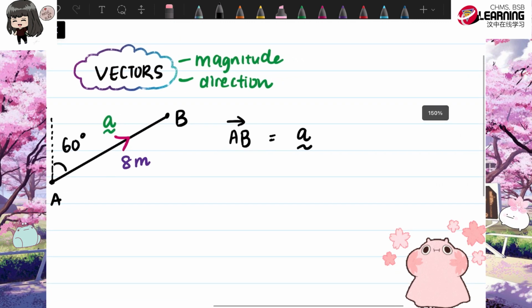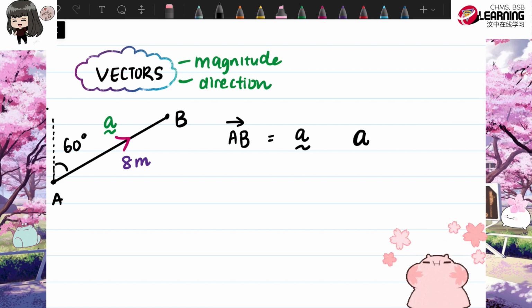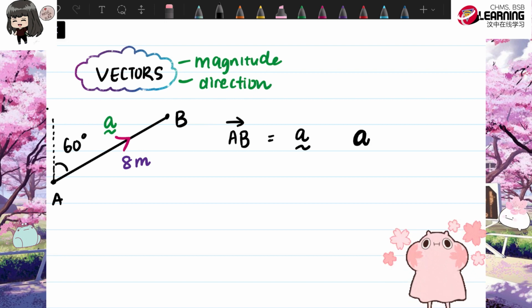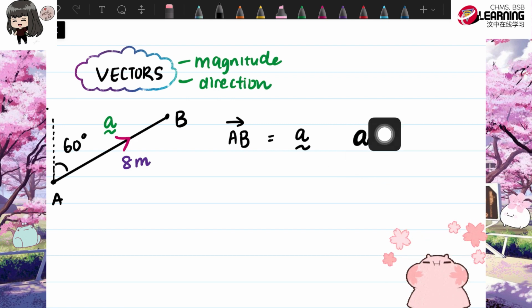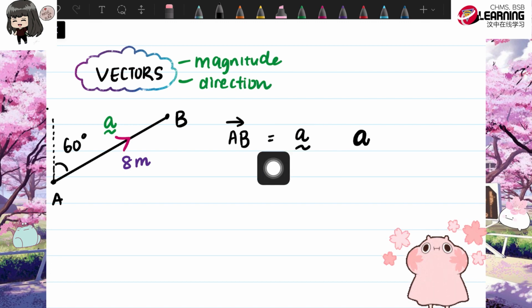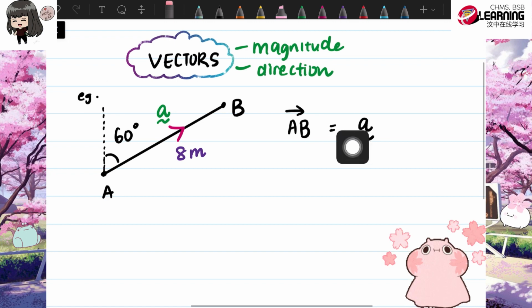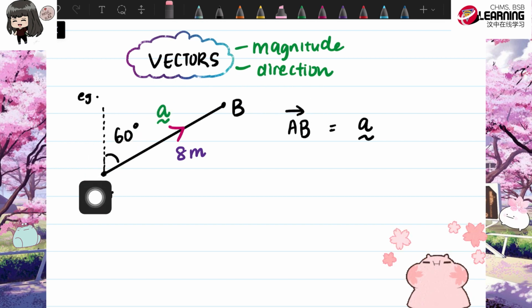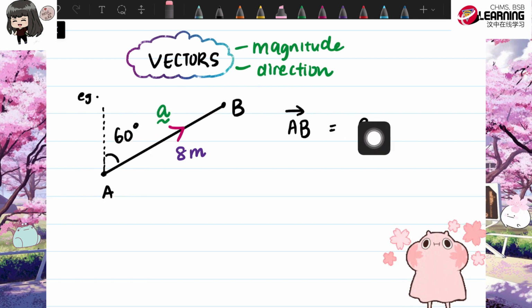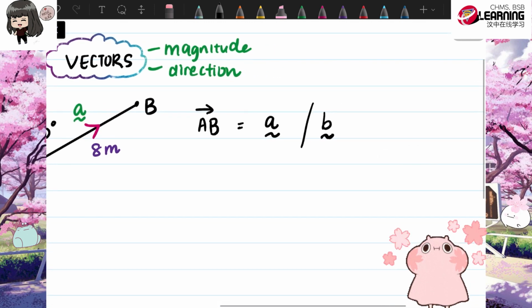In your textbook or in your question, it's often written as bold A. If we write it down by hand, it's hard to write in bold letter. So instead of writing in bold letter, we write A with the curve underneath the A. This is how you write your vector. AB means A to B. Vector AB means A to B. The arrow from A to B is denoted as A. Sometimes it can be B, remember there's a curve underneath the B, or it can be C, and so on.